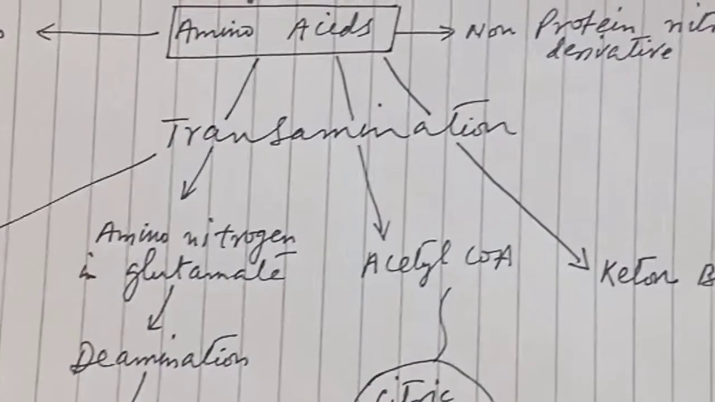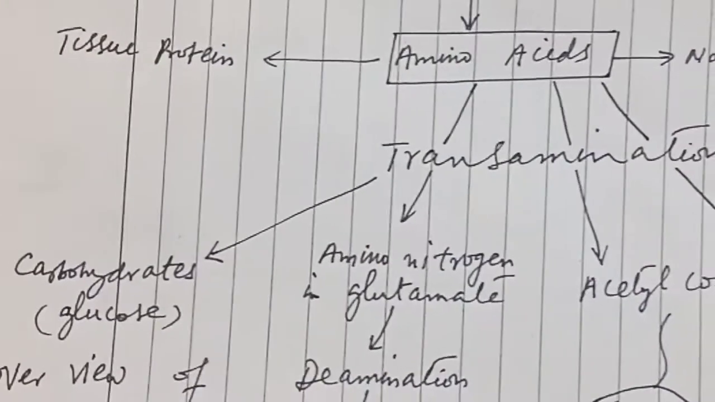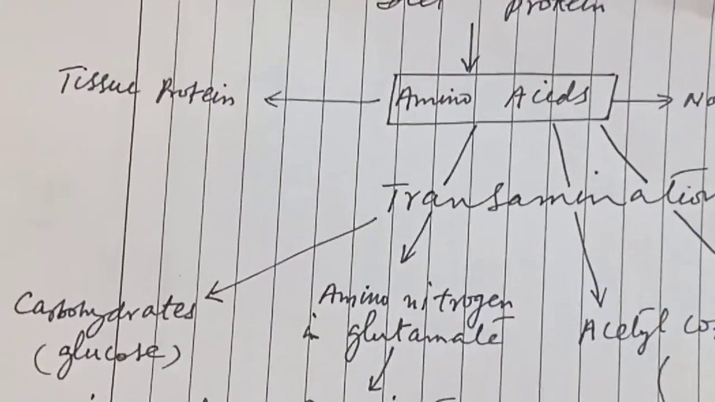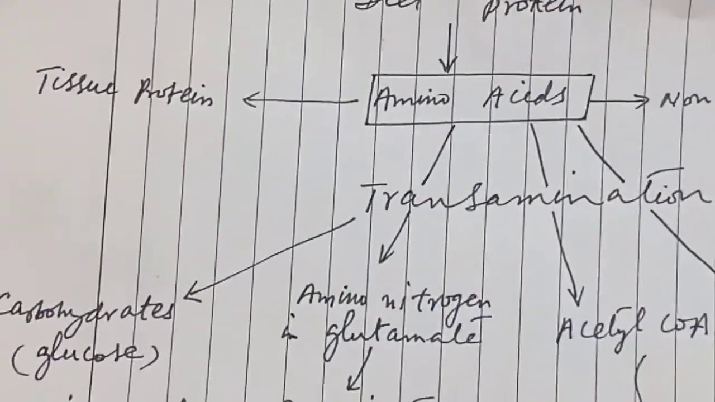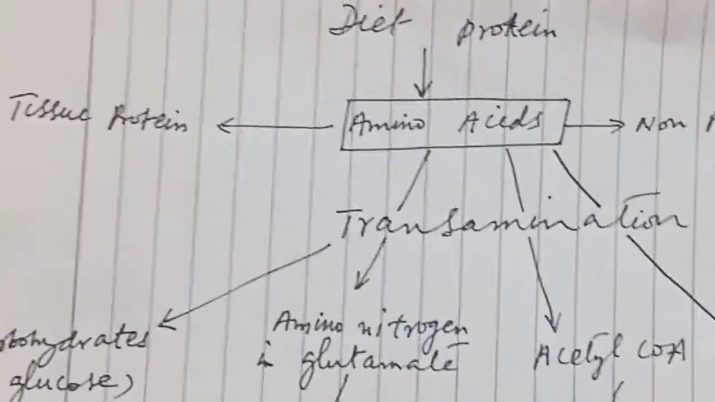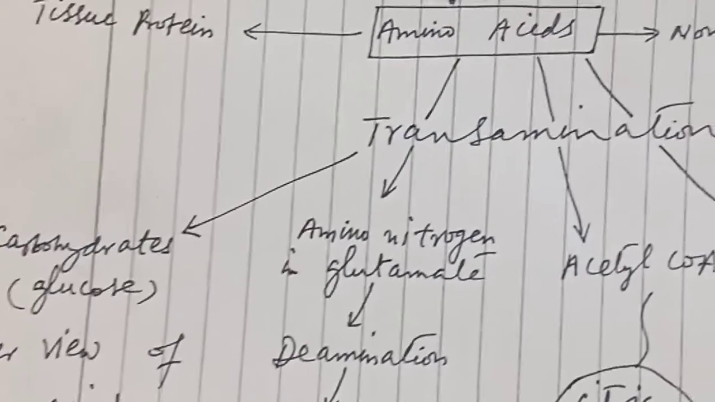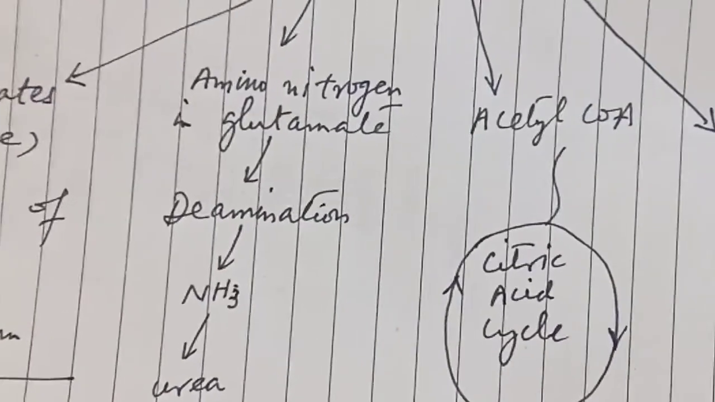As far as the transamination is concerned, it will undergo different processes, like removal of the amino group, that will lead to the formation of glucose. So that is the gluconeogenesis process. The transamination is also responsible for the amino nitrogen in glutamate.